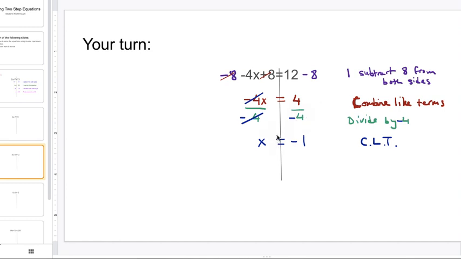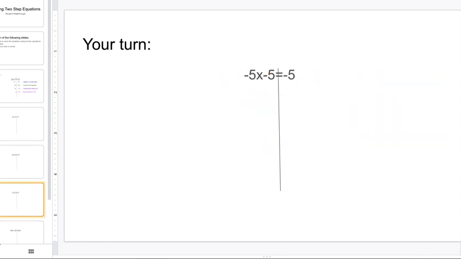Okay, and we're done. So we're getting closer to what the expectation is now at this point of what we're supposed to do along the way, right? So we're going to add 5 to both sides.